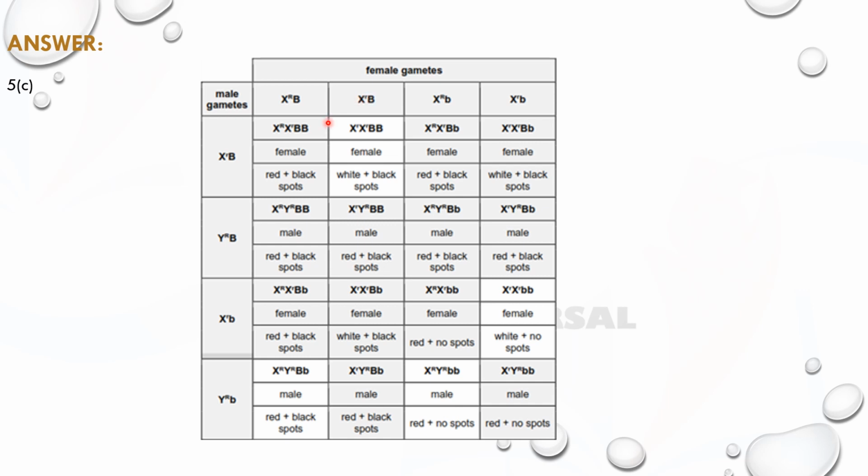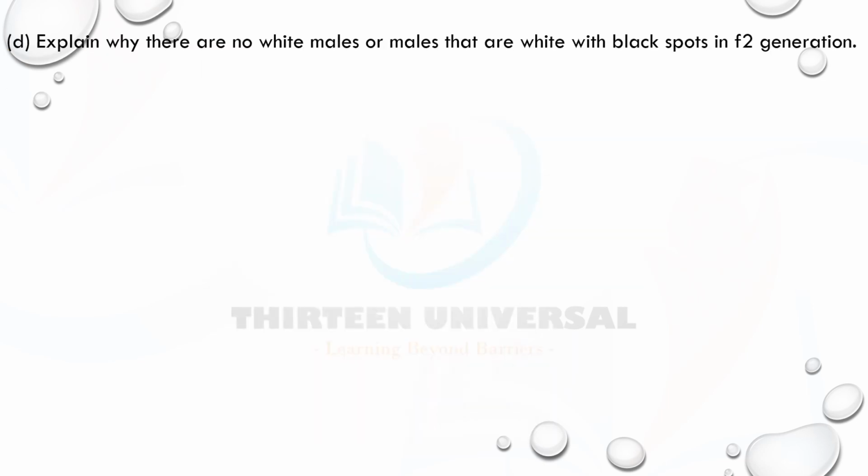So we crossed the wrong one, but it's supposed to be X superscript lowercase, and X superscript lowercase. That's going to give us white, and because this is present, this is black spot. All right, so let's move to the next question quickly.